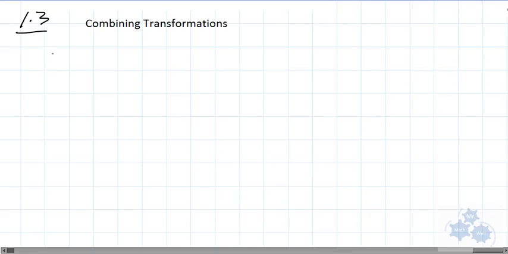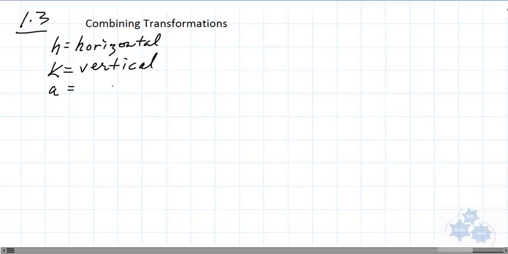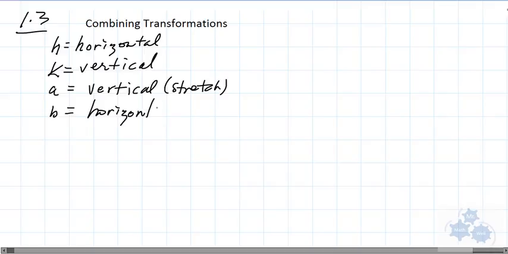So what we've looked at is the parameter h, which is the horizontal translation. We've looked at k, which is the vertical component. We've looked at a, which is also a vertical component, but in a stretch, right? And we've looked at, what's the other one? b. Okay, and that's the horizontal, and again, that's the stretch. All right, so, I messed up that h.